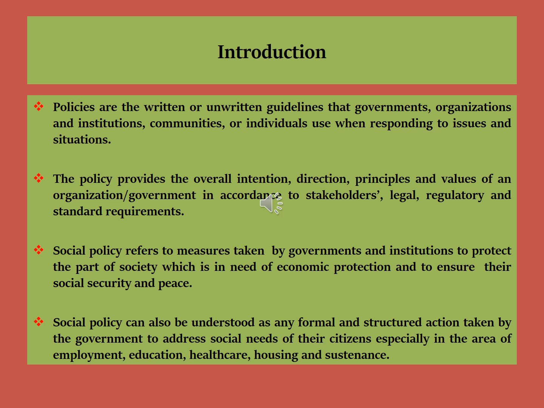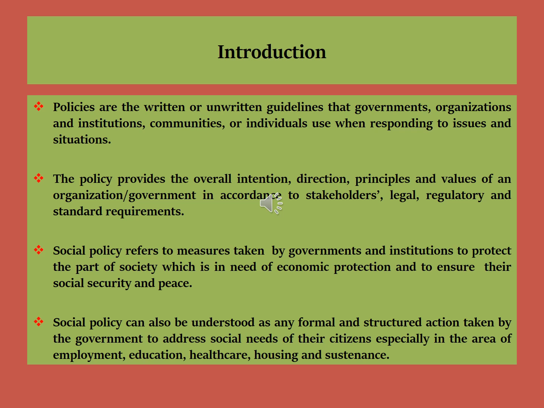So policies can be understood as the written or unwritten guidelines that governments, organizations, institutions, communities, or individuals use when responding to issues and situations. In a simple sense, when we talk about policies, we simply mean guidelines that are followed when we want to make certain decisions about certain things. These guidelines are found in government, in private organizations, in institutions such as learning institutions, and at community level, and also individuals may have policies or guidelines that guide them when they want to make certain decisions regarding their finances, regarding their investments, and also regarding family matters.